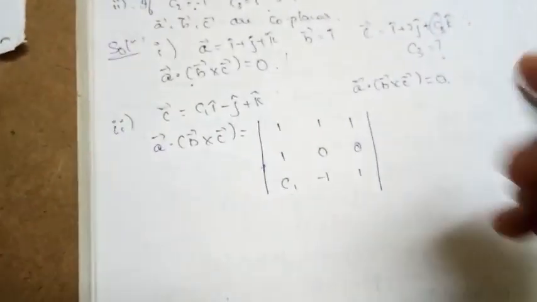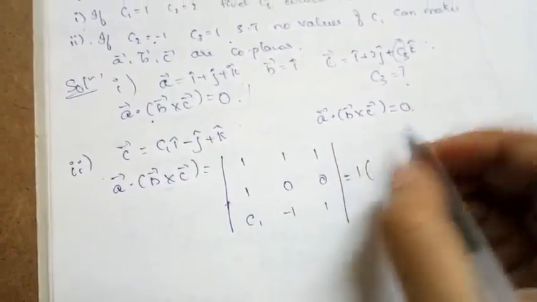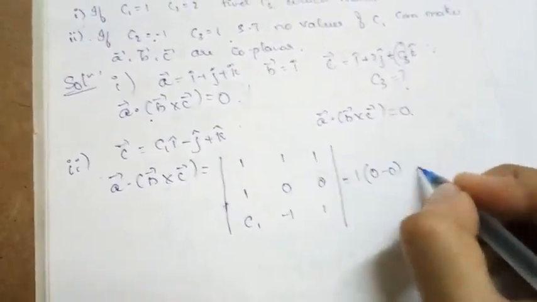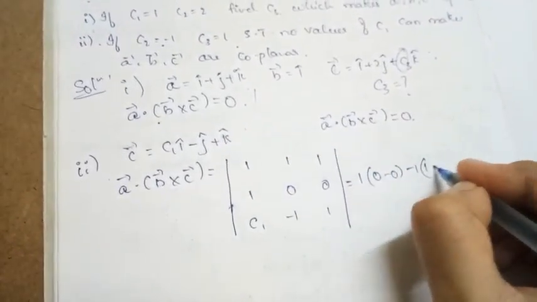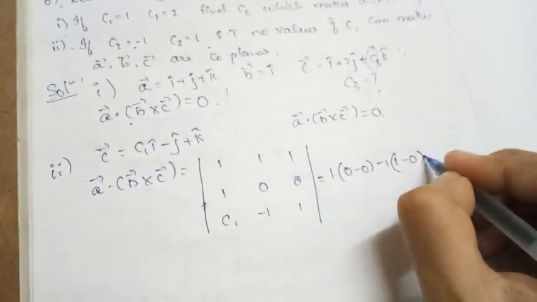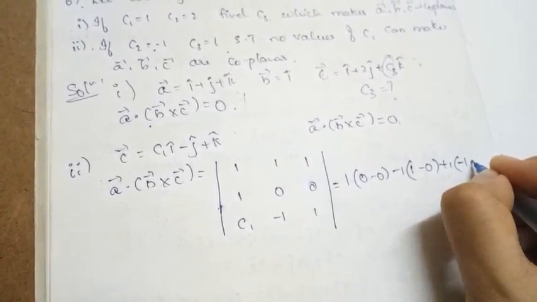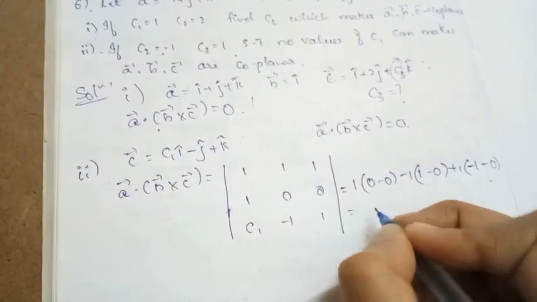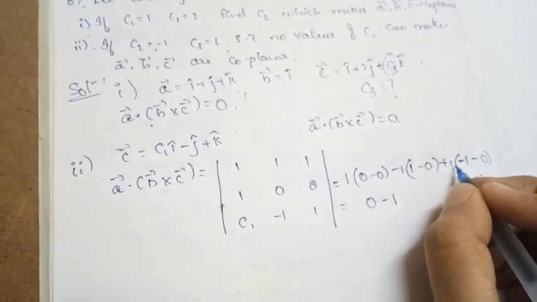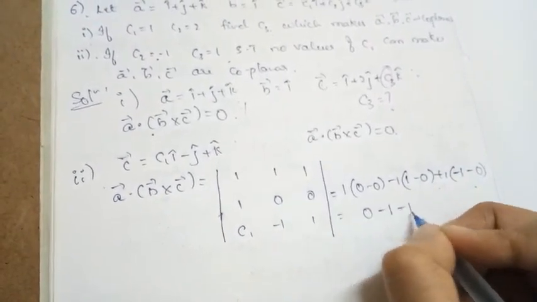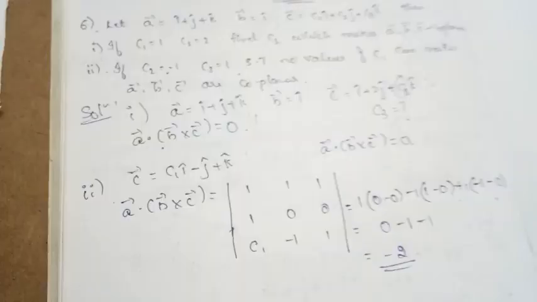Now let us expand this determinant. So 1 times (0 minus 0), minus 1 times, while taking minus 1, (1 minus 0), again plus 1 times (minus 1 minus 0). So it becomes 0 minus 1, it is also minus 1, which is nothing but minus 2. You got the value of this determinant equal to minus 2.